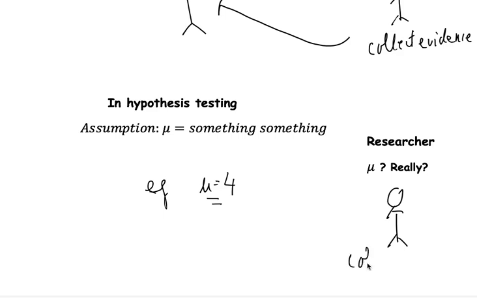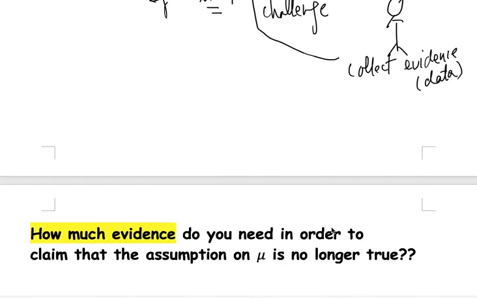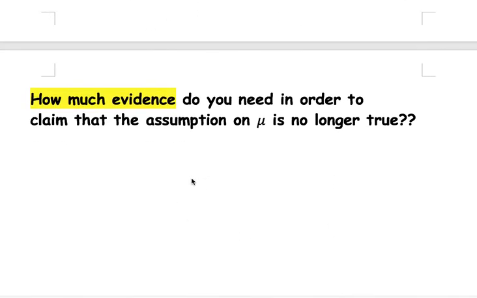So what I need to do is I need to collect evidence. Basically, I need to collect data. And hopefully, my data will help me to challenge the assumption. Hopefully, after collecting my data and doing some analysis, I can say, I told you, mu is not 4 anymore. Now, the key question is, so how much evidence do you need in order to say that the assumption on mu is not true? So how much evidence do you need?